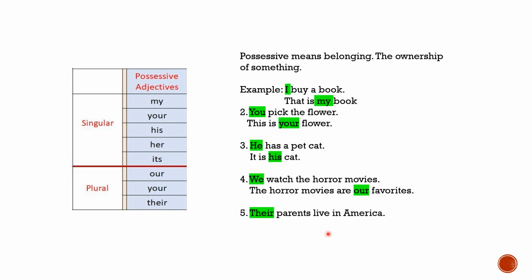And the last one is they becomes their. So their parents live in America. So whose parents? Their parents. It turns back to the subject pronoun they.